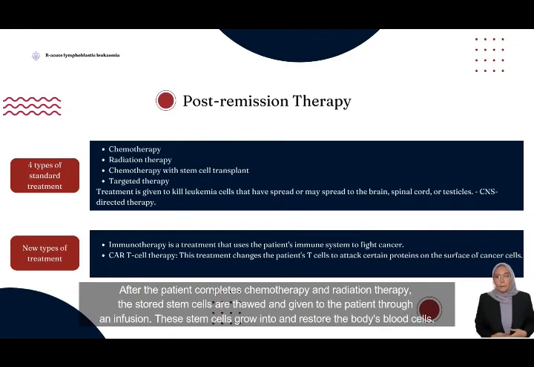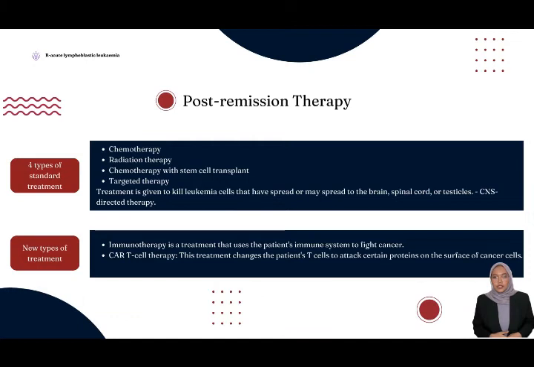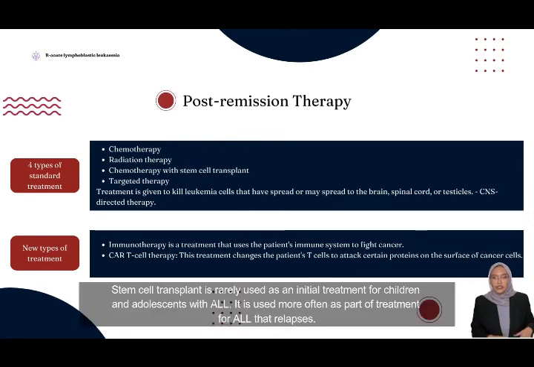After the patient completes chemotherapy and radiation therapy, the stored stem cells are thawed and given to the patient through an infusion. These stem cells grow into and restore the body's blood cells. Stem cell transplant is rarely used as an initial treatment for children and adolescents with ALL. It is used more often as part of treatment for ALL that relapses.